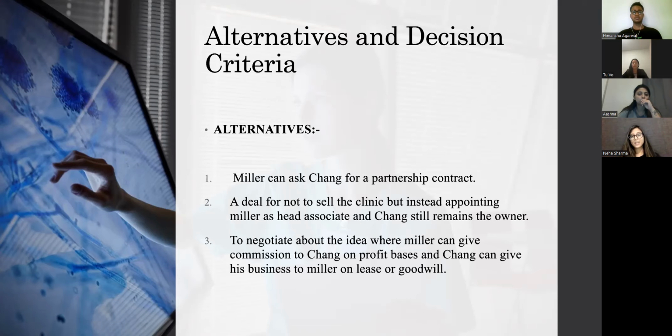But some amount of financial help could be done to Miller this way. So this contract can be done according to their wish, whether for a year or two, or however it's feasible for both of them. Lastly, we come to the third point, or the third alternative.